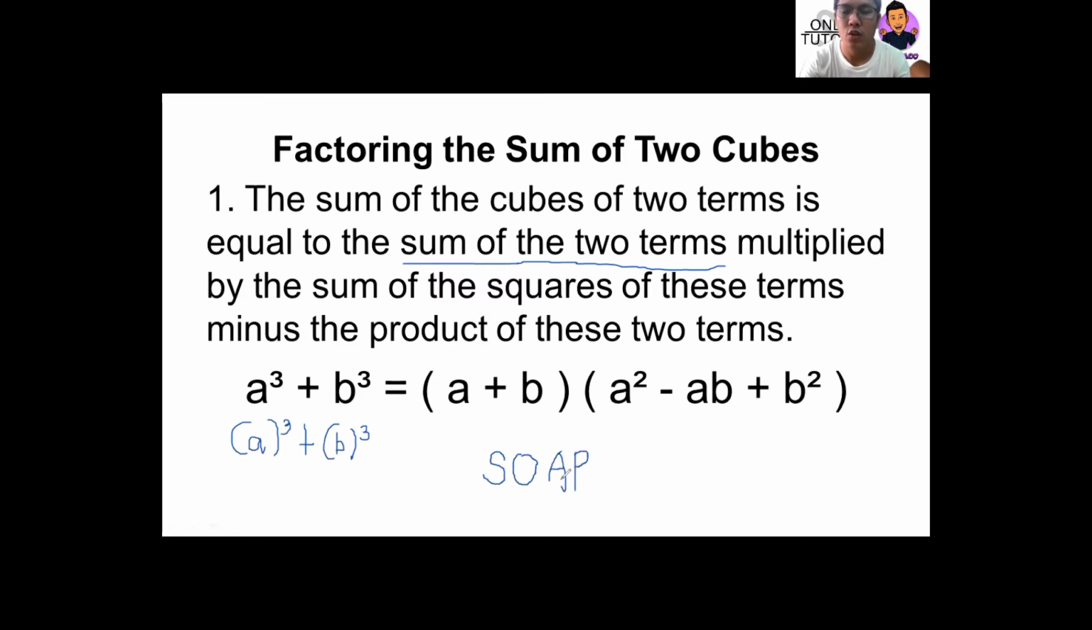Okay, so just remember: if this is positive, therefore this is the same. And then the next sign is negative, so it is opposite. If this is positive, this will become negative. And then the last one is always positive. So: same, opposite, always positive.